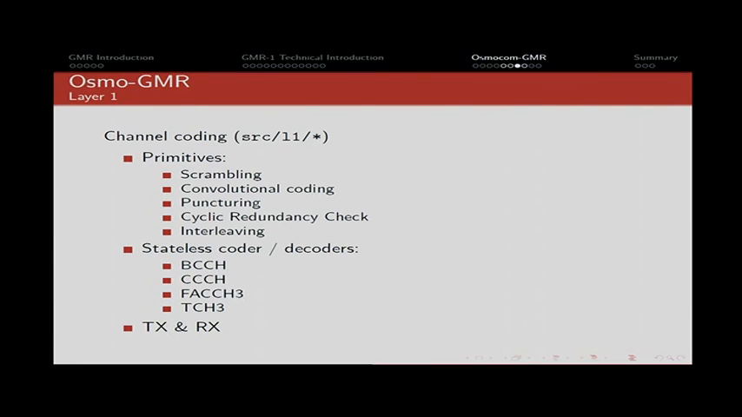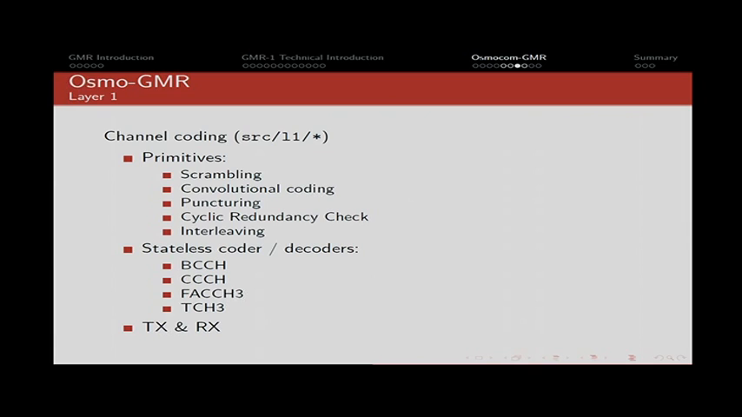So layer 1, that's the channel coding layer. We have implementation for some of the primitives, so essentially scrambling, the various convolutional codes that are used in GMR, puncturing, all the CRC schemes that are used and the interleaving schemes that are used.